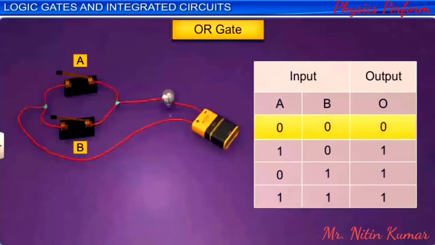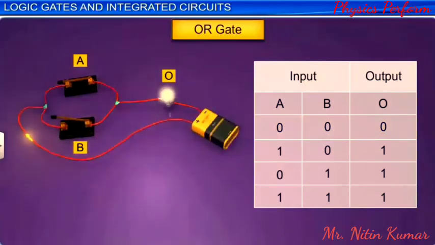When switch A is closed and switch B is open, input A is 1, while input B is 0. The bulb in this case turns on. Hence, the output is 1. When switch A is open and switch B is closed, input A is 0, while input B is 1. The bulb in this case again turns on. Hence, the output is again 1.